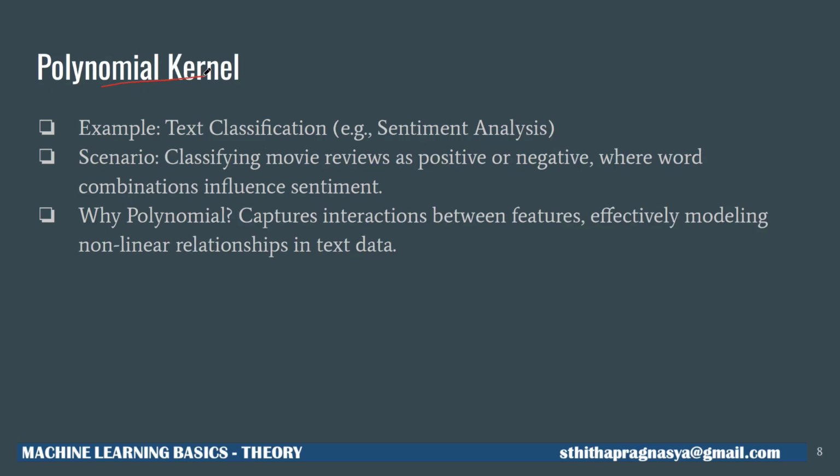And then we have the polynomial kernel. You will use it in text classification, for example, sentiment analysis. Imagine you are developing a sentiment analysis model to classify movie reviews as positive or negative. Sometimes the relationship between words and sentiment is more complex, for example, when specific combinations of words convey different sentiments, such as 'not bad' versus 'bad'. The polynomial kernel can capture interactions between features, for example, word pairs or triples, and model these non-linear relationships effectively, especially when you believe the relationship between the features and the outcome might involve interactions that are polynomial in nature.